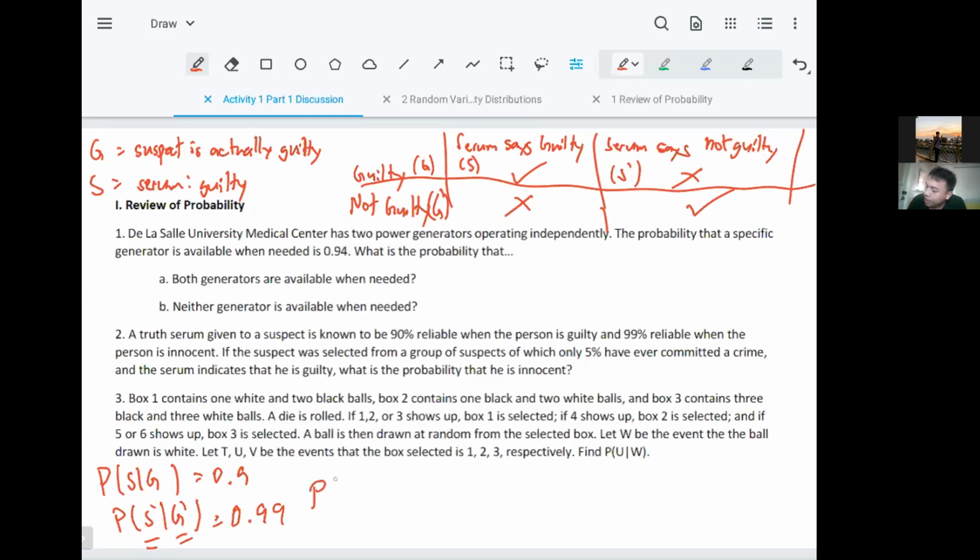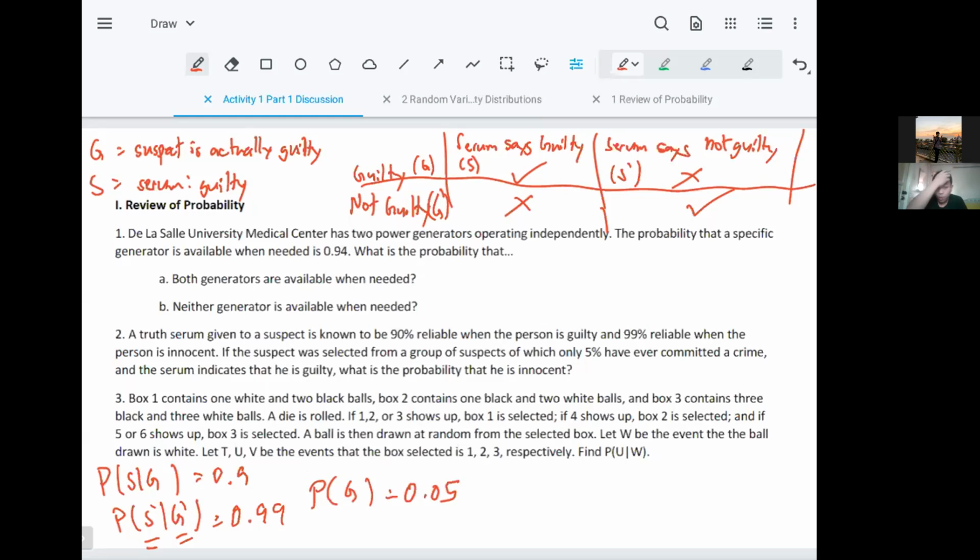What about the 5%? That's P of what? If the suspect was selected from a group of subjects of which only 5% have ever committed a crime. Nice. Napakagaling naman ito mga to. Yan, G lang, di ba? P of G is equal to 0.05. So 5% chance na guilty talaga from the pool of suspects. So that's it for the given.